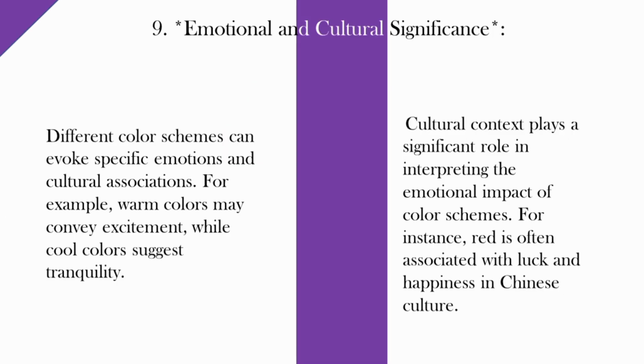9. Emotional and cultural significance. Different color schemes can evoke specific emotions and cultural associations. For example, warm colors may convey excitement, while cool colors suggest tranquility. Cultural context plays a significant role in interpreting the emotional impact of color schemes. For instance, red is often associated with luck and happiness in Chinese culture.